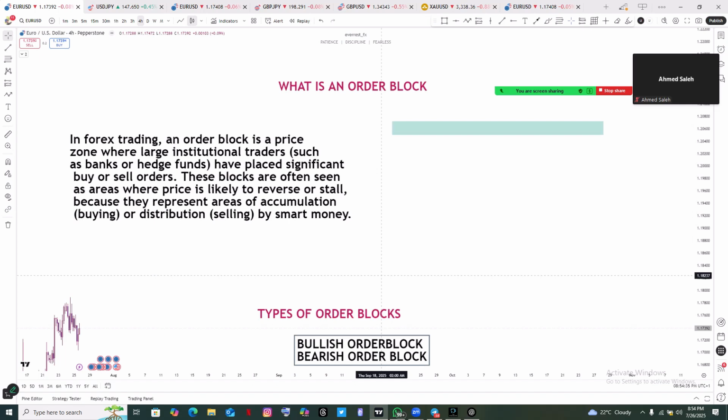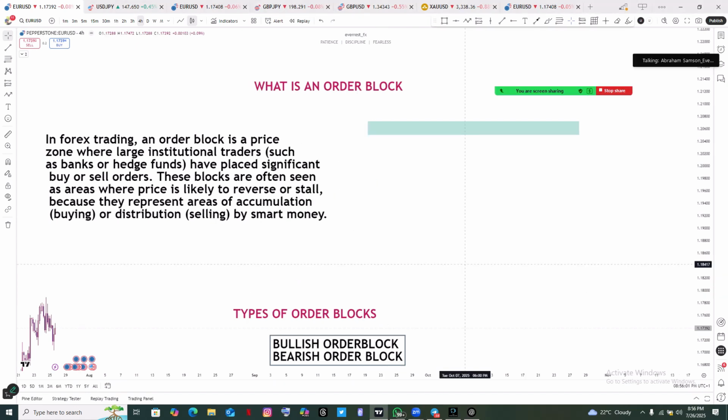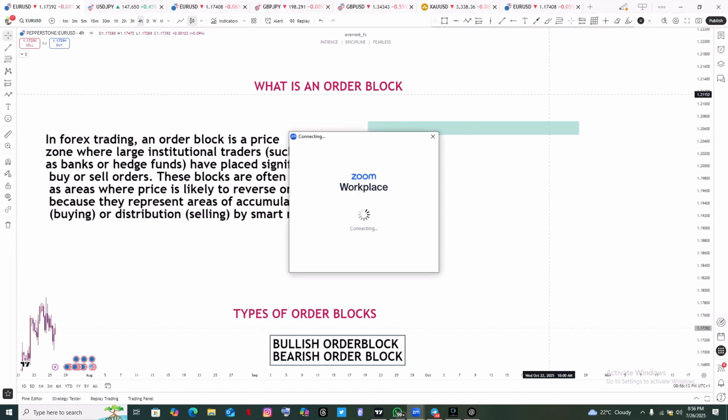These places we call order blocks. These are blocks where price may likely come to and reverse from. An order block is a particular level where price may likely reverse from. I hope we understand.